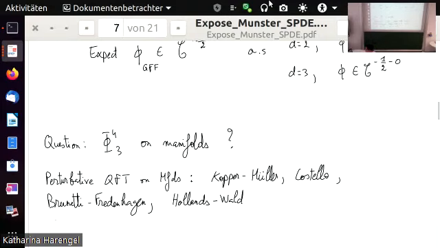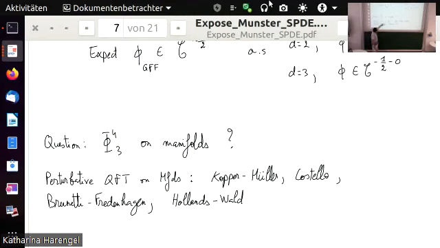Okay, so now the next question is that these results from the 60s and the 70s hold true on flat space. So a natural question, more or less natural: does a phi^4_3 theory exist on manifolds? We would like to construct it on a curved background.